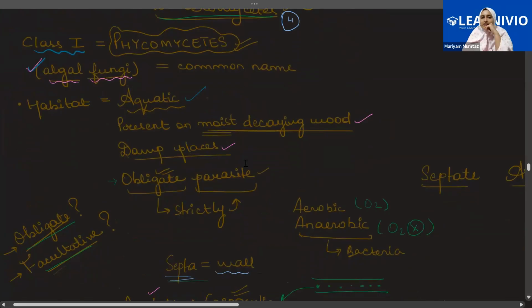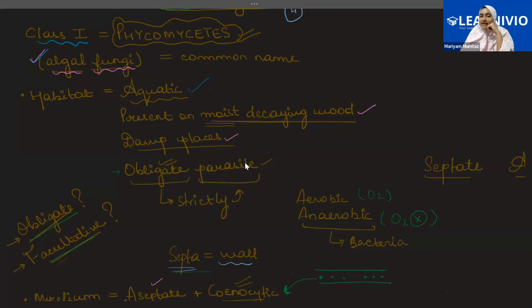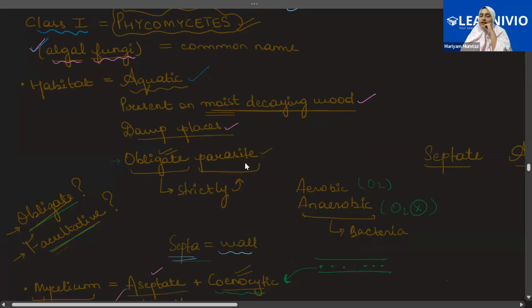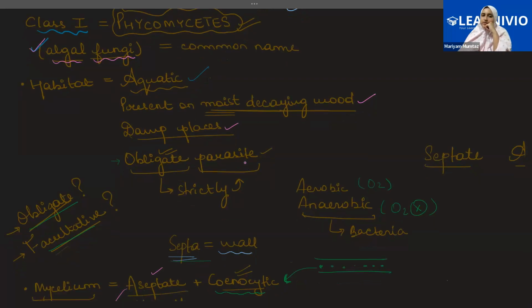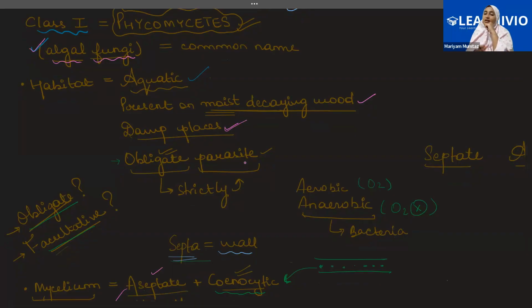All right, so the class number one, that is Phycomycetes. Now, Phycomycetes, they are very commonly called algal fungi. Okay, it is their common name. Now, their habitat, they are aquatic in terms of habitat. They can be present on the moist, decaying wood also. They are found in damp places and they are present as obligate parasites as well. Obligate means strictly parasitic in nature.